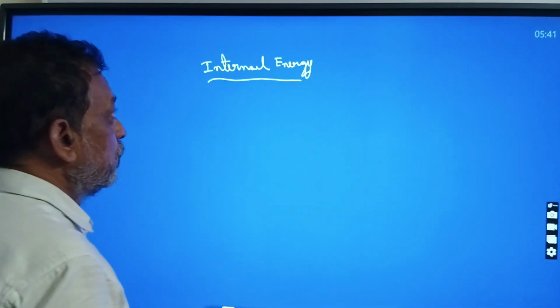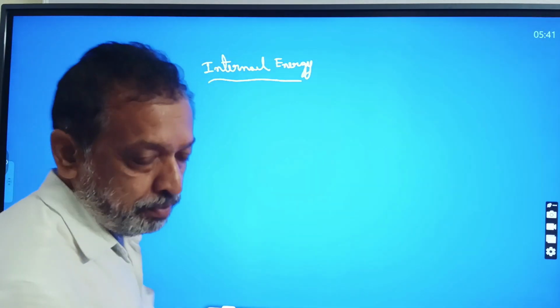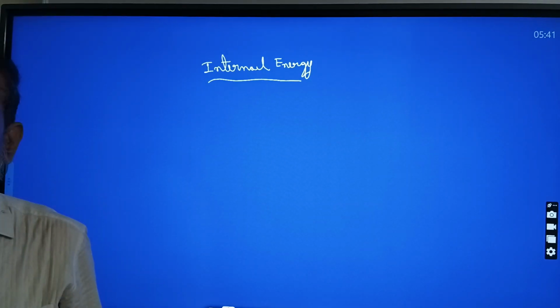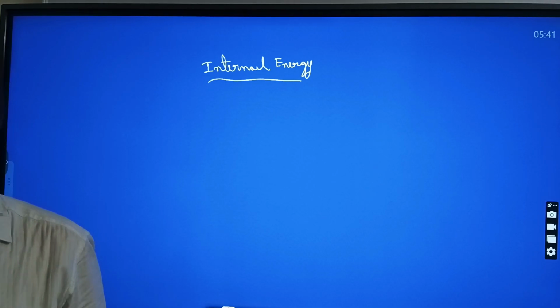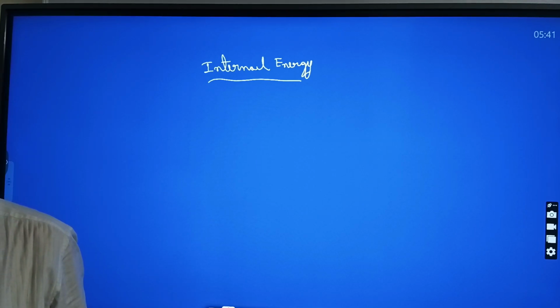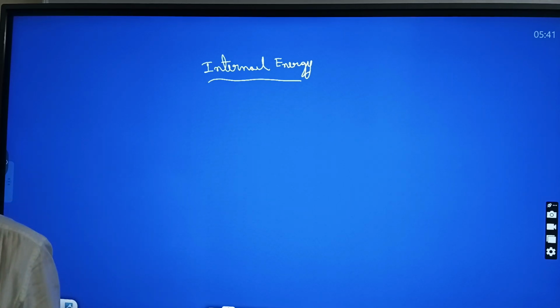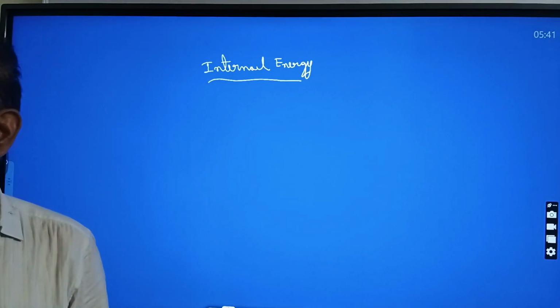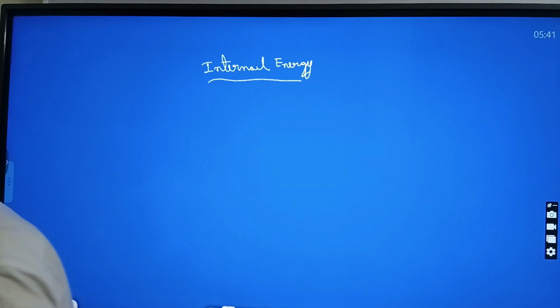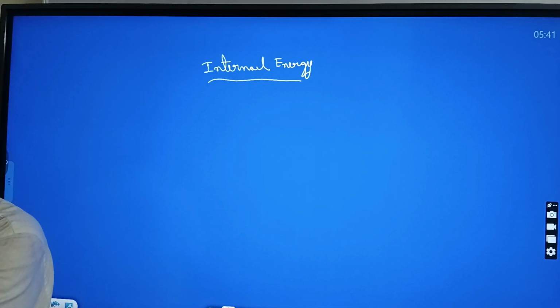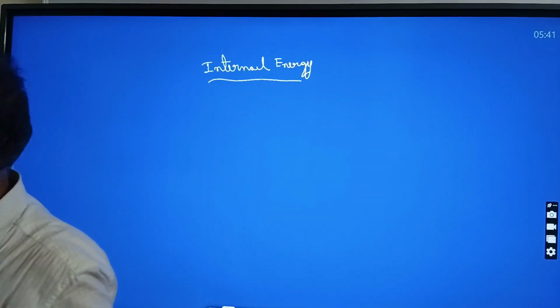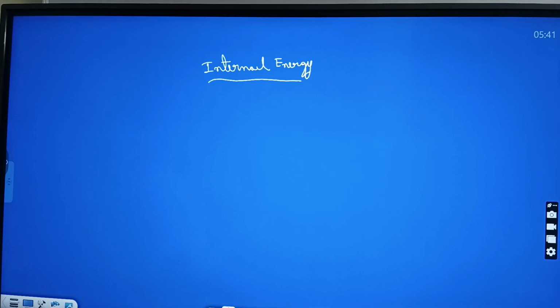Internal energy. So what is the internal energy? Please write: internal energy of a system is the energy possessed by the system due to molecular motion and molecular configuration.